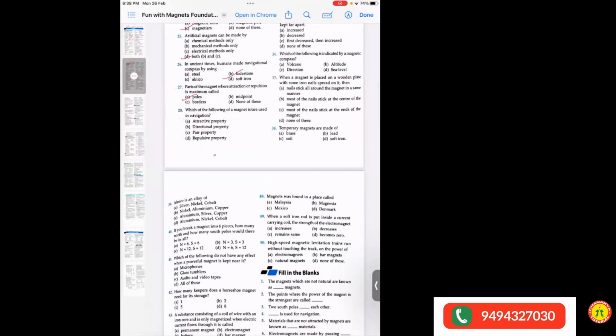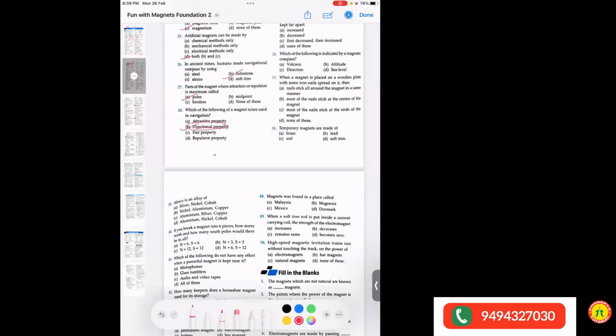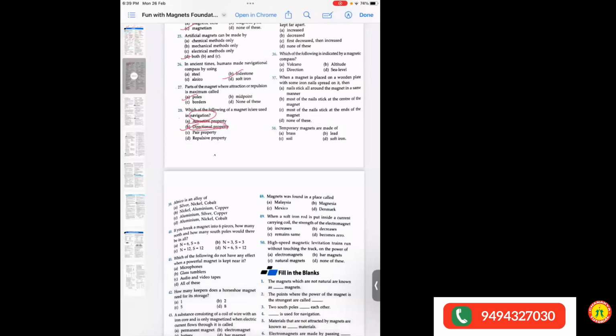Which of the following properties of a magnet is used in navigation? The directional property. Correct. As the word itself says, navigation means direction. When you want to go somewhere, you will be navigating the place, right? You will be navigating using Google, what is the name of that app? Google Map. So by using Google Map, you will be navigating the path, the direction of it. In the same way, magnets have the directional property for navigating.